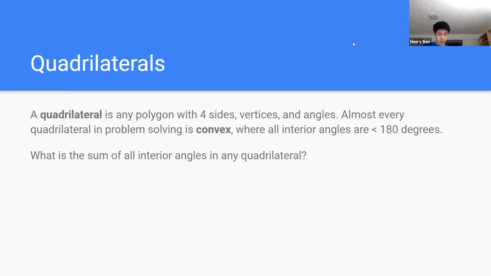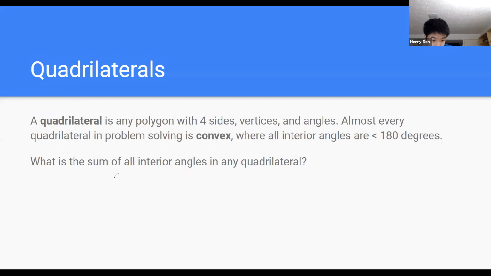All right, what is the sum of all interior angles in any quadrilateral? I think we already talked about this last class, but a good refresher. 360, yeah, Barika says 360, which is absolutely correct. Remember the formula is 180 times n minus 2, in case you forgot. But let's go on. Squares and rectangles.